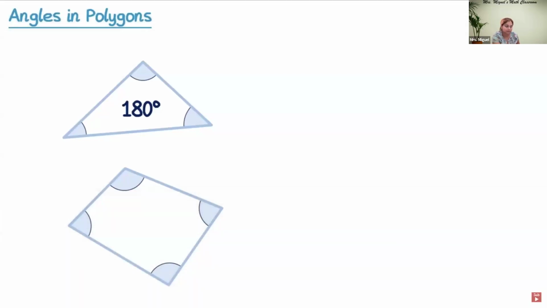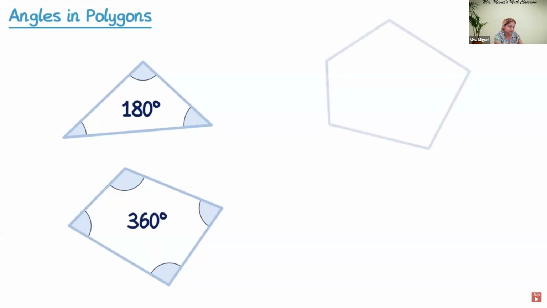The reason it's 360 is we can split a quadrilateral into 2 triangles like this. Each of the angles in these triangles will add up to 180 degrees. So we have 2 lots of 180 degrees, which is 360. We can extend this idea to shapes with any number of sides.